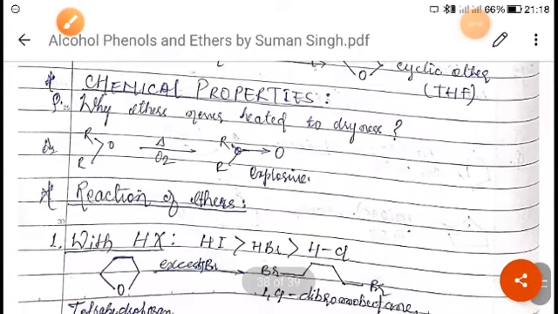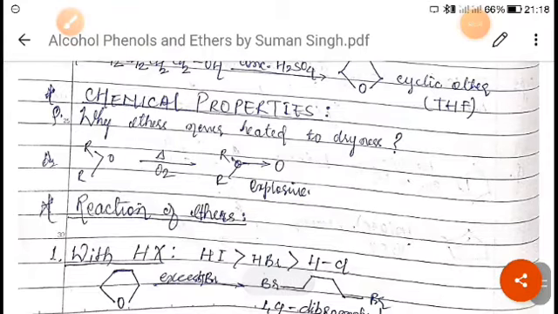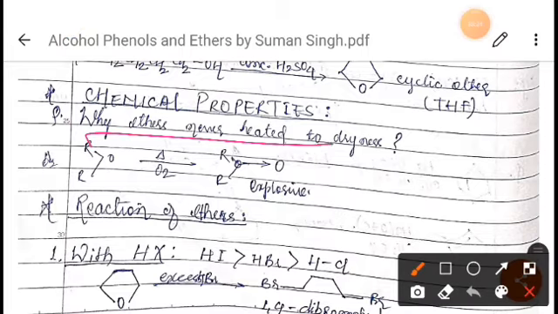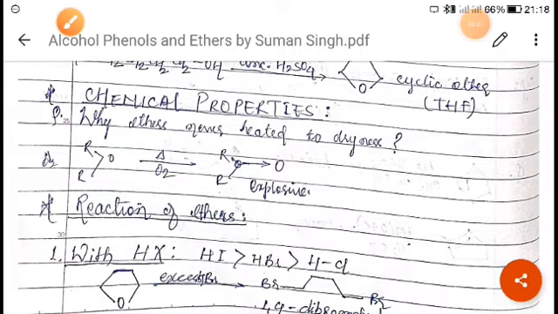So for chemical properties, the first question is why ethers are never heated to dryness. As you have seen in our lab, it has also been written there: never heat ethers to dryness, because it is very explosive when you are drying them. We will discuss this, as I have one example written here. When we are using O2 in the presence of dryness, it will be explosive.